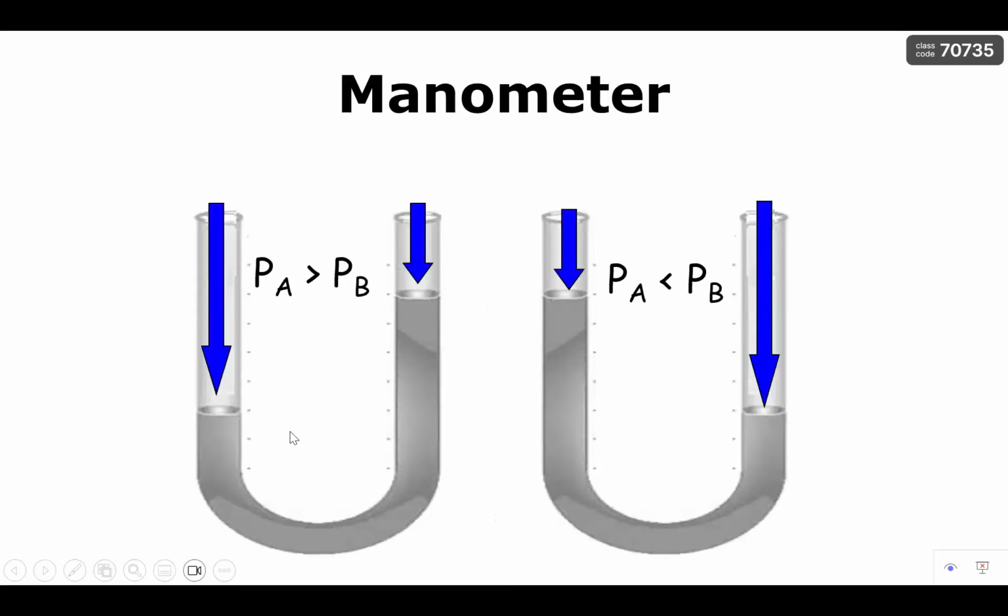Okay, but what happens when there is a difference in pressure on both sides of the U-tube arm? In this case, you can see that on my left-hand side, which is A, the pressure is greater. That's why it's pushing it down more. So pressure of A is greater than pressure of B. And on the right-hand side, the pressure will be greater because it's pushing down the liquid here. So over here, pressure of B is greater than pressure of A.